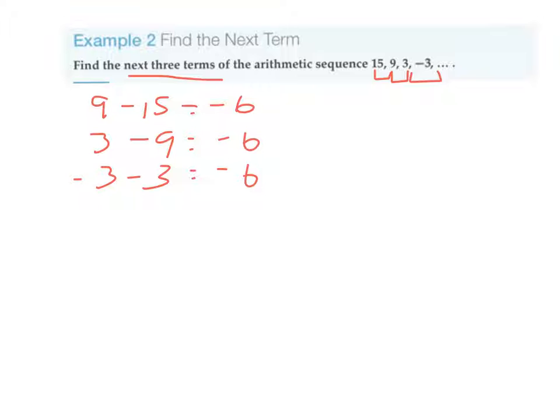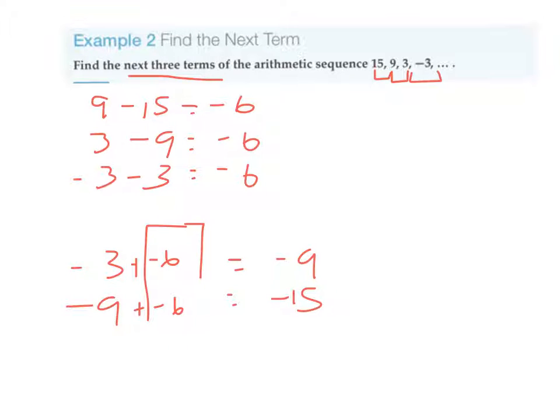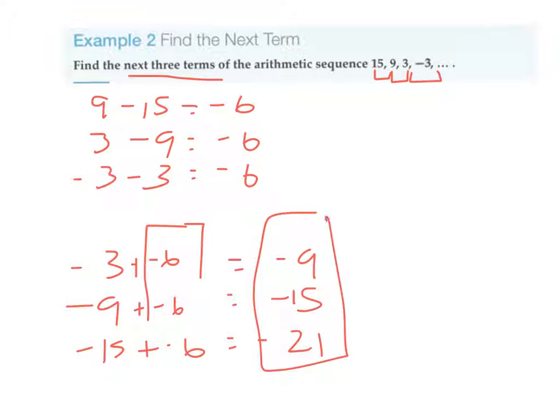So if I take my next term, -3, and I add -6 to it, I will get my next term, which would be -9. Then I take -9 and add the -6. So I'm adding basically the difference, and I get -15. And if I take -15 and add the -6, I get -21. So these would be the next 3 terms.